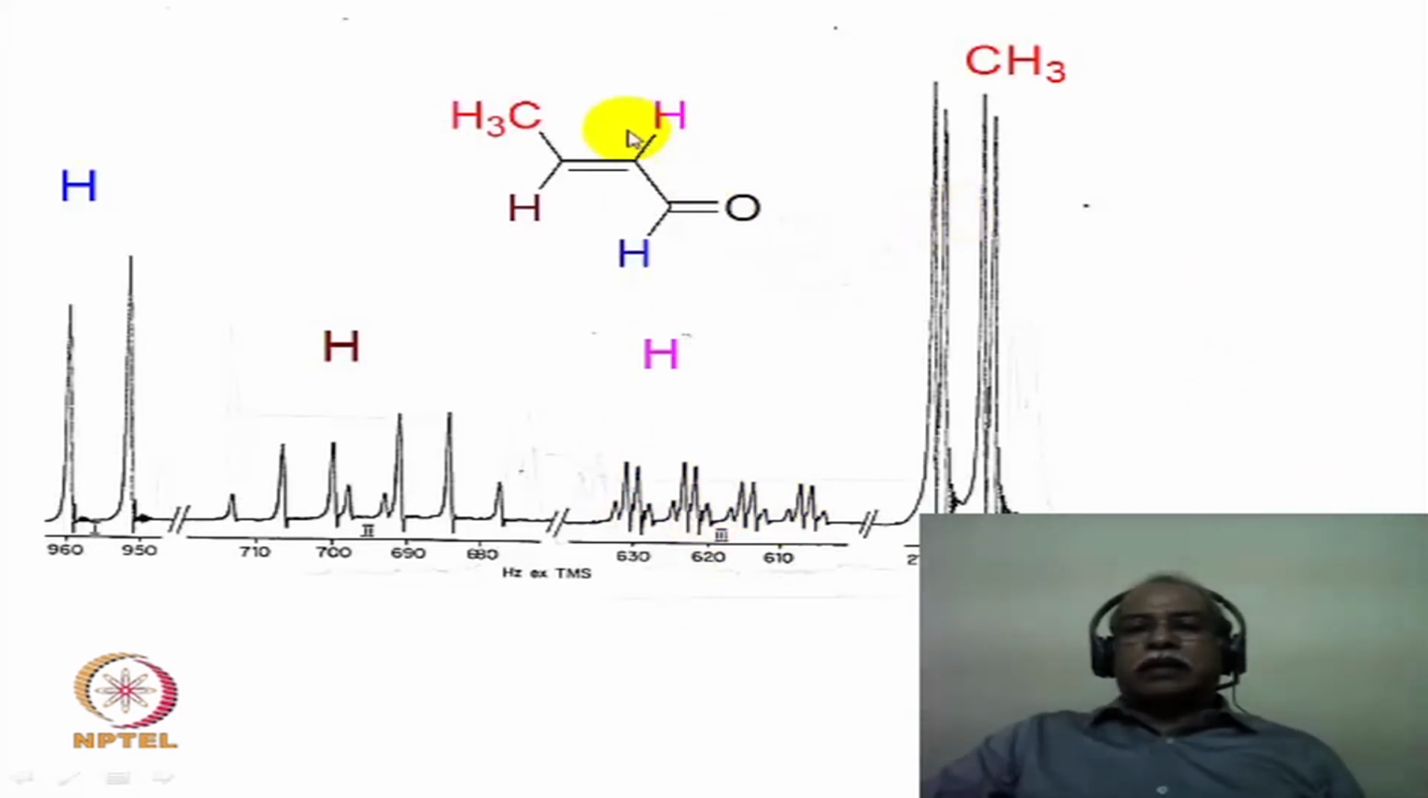Now finally let us come to the CH3. CH3 is coupled to both the vicinal hydrogen, which is this brown hydrogen, as well as the allylic hydrogen, which is the magenta hydrogen. So it will be split by the brown hydrogen into a doublet, further split by the magenta hydrogen into a doublet. So you should see a doublet of a doublet. The 4-line pattern that you see for the methyl group is essentially a doublet of a doublet pattern in this particular molecule.